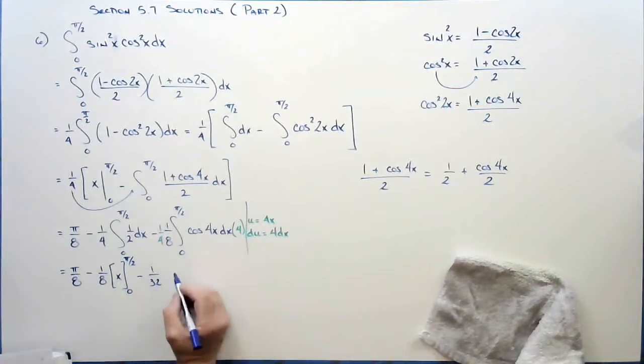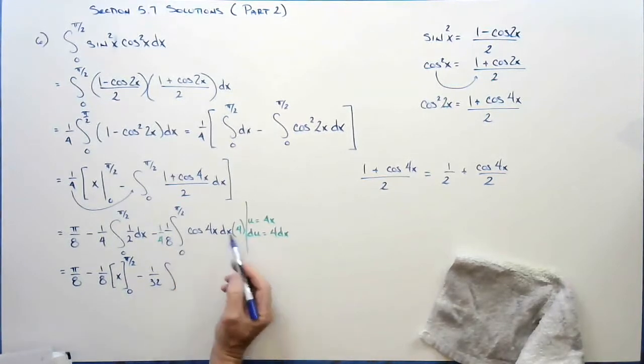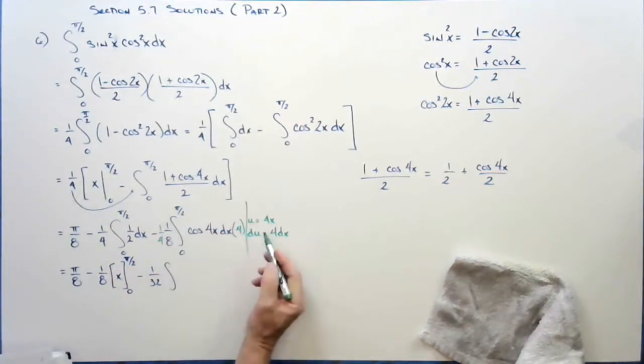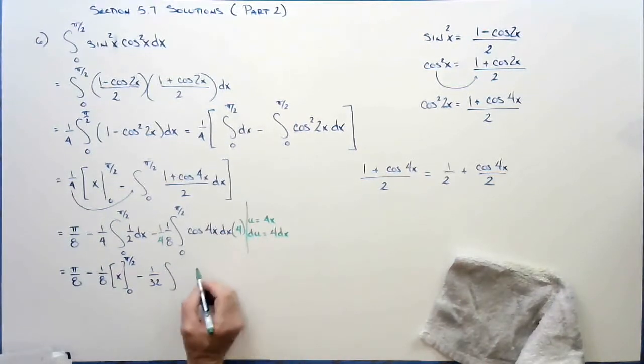And then we're going to have the integral. Now we're not going to put our bounds down because our integral is going to be our u sub. These bounds are in terms of x. We're going to be in terms of u. So we're going to have cosine of u du.